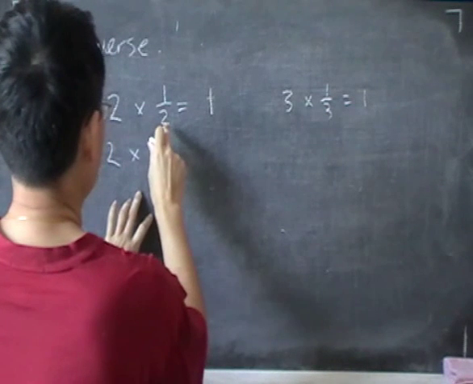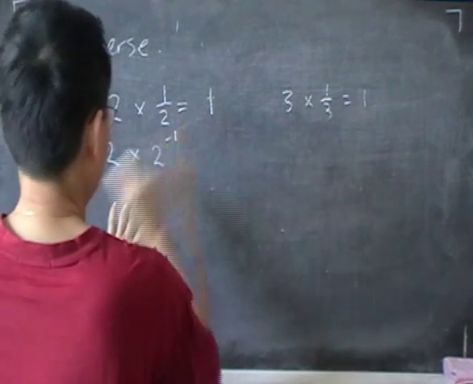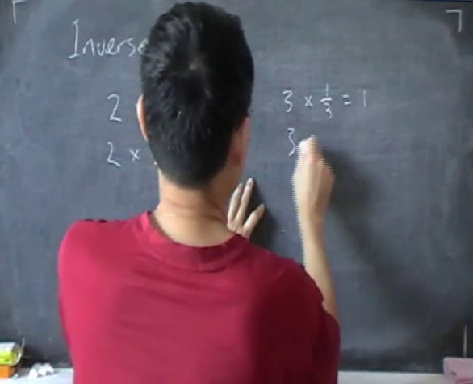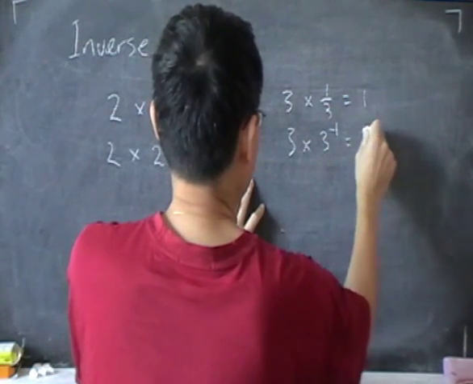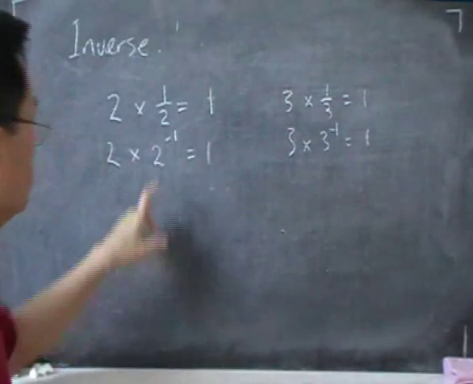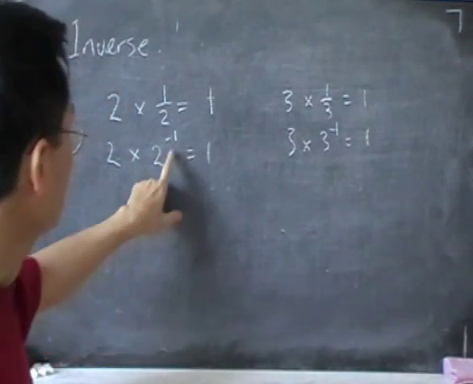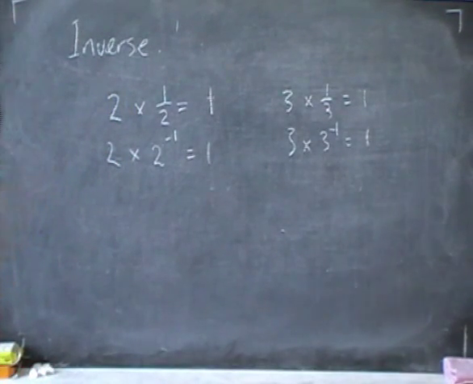Okay, I'm going to rewrite 1 over 2 as 2 to the power of minus 1. So the answer is still 1, or 3 times 1/3 as 3 to the power minus 1 is equal to 1. So the power of minus 1 for a number means the same as 1 over that number. So that we know as well.